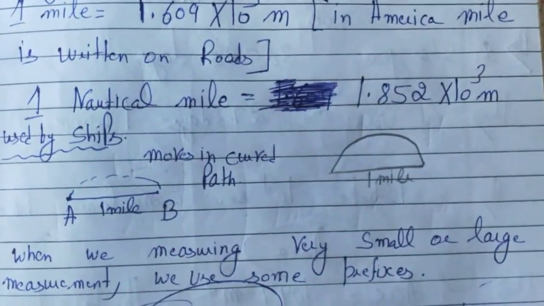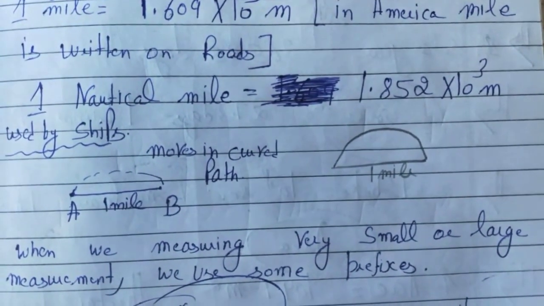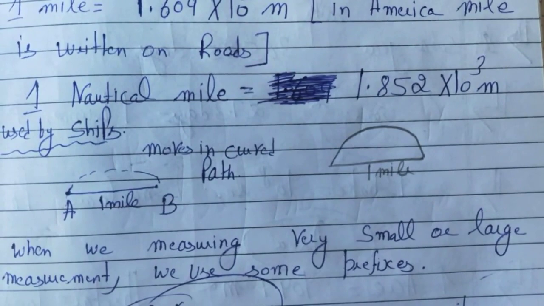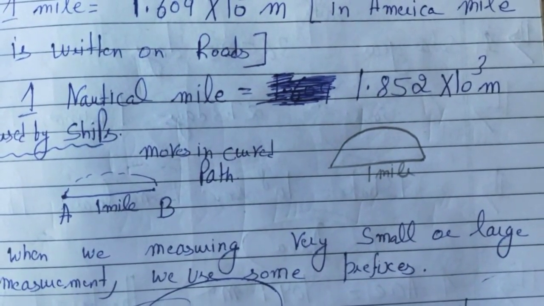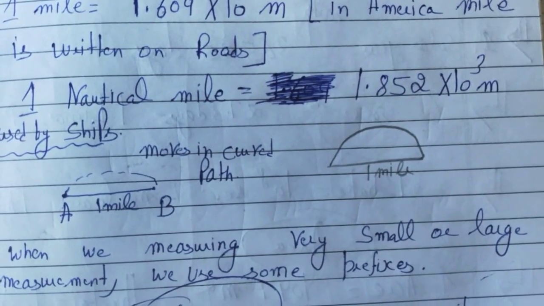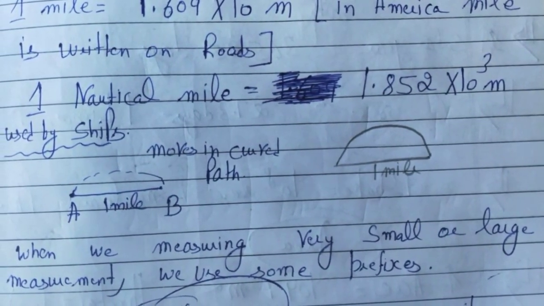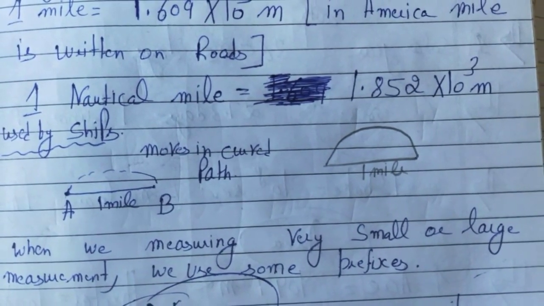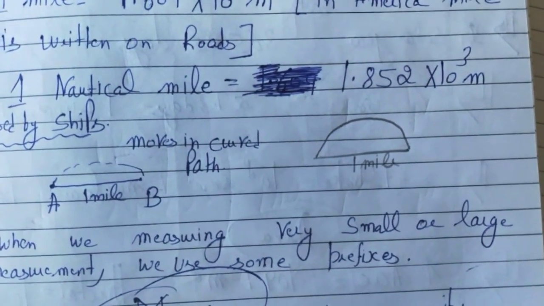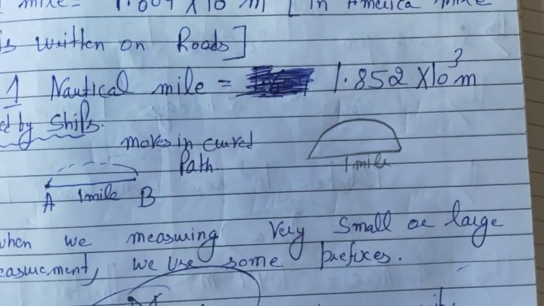And 1 nautical mile, how is it related to the SI system? 1.852 into 10 to the power 3 meter. It should be very clear in your mind how units are related to the SI system. 1 nautical mile, you have to remember, is 1.852 into 10 to the power 3 meter. So we have done the practical units of measurement in case of length.